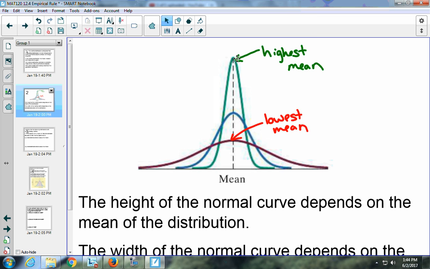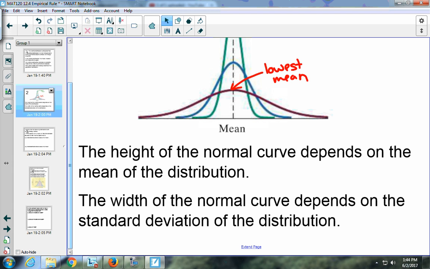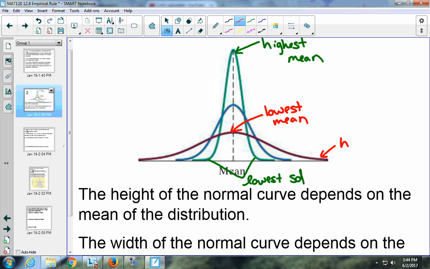The other thing that controls the shape of our normal distribution, or our normal curve, is the standard deviation, and that controls the width. So because this green curve is the narrowest, it has the lowest standard deviation. Because the red curve is the widest, it has the highest standard deviation.